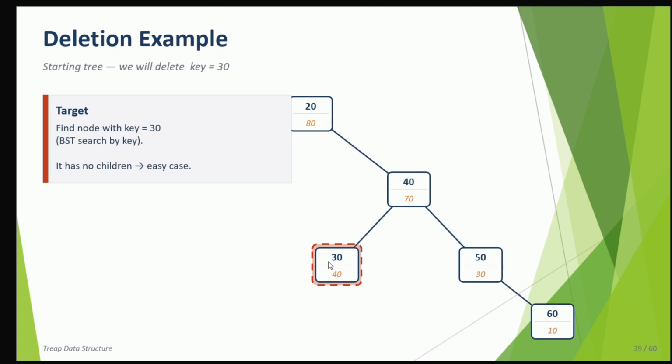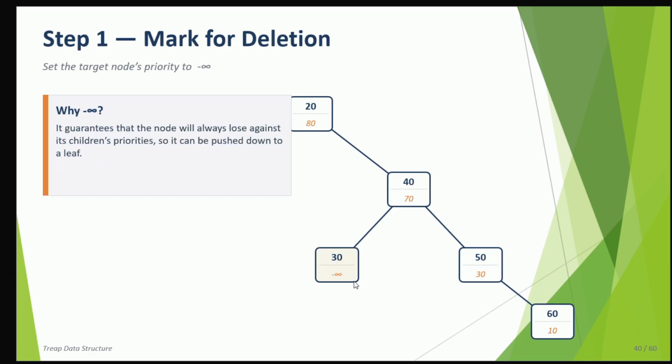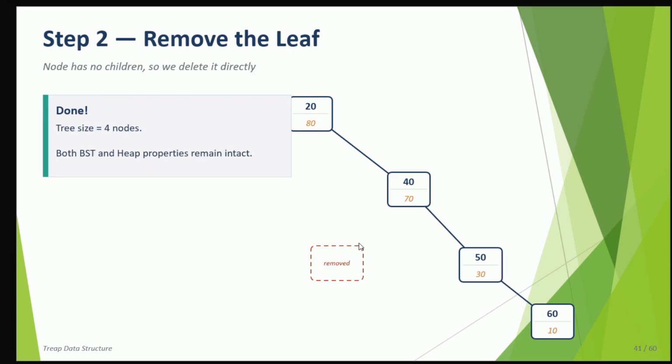Here we found 30. So now we will set the priority value of 30 as -infinity. After setting the priority value as -infinity, we can see that 30 has no children. It itself is a leaf node. So we'll simply remove this node from the tree. So here, after removing 30, our final tree looks like this.